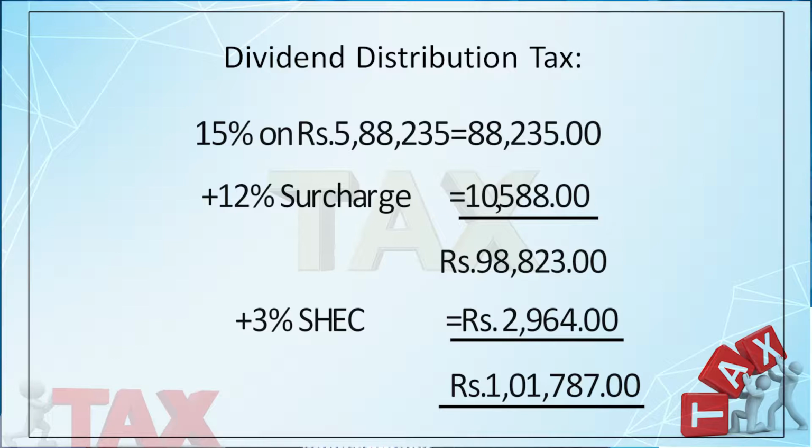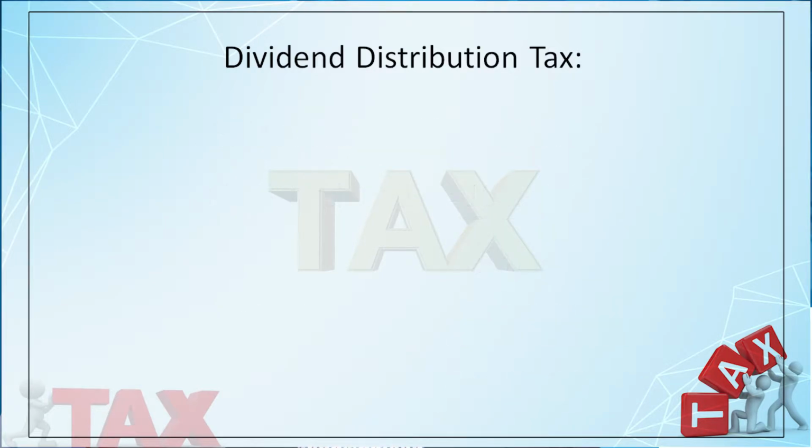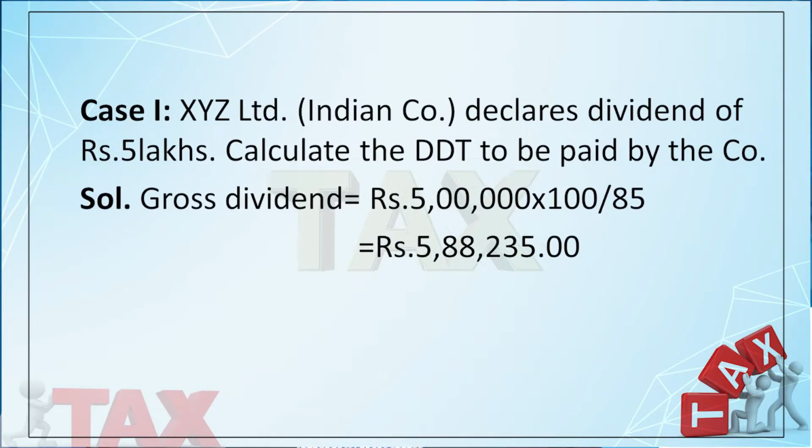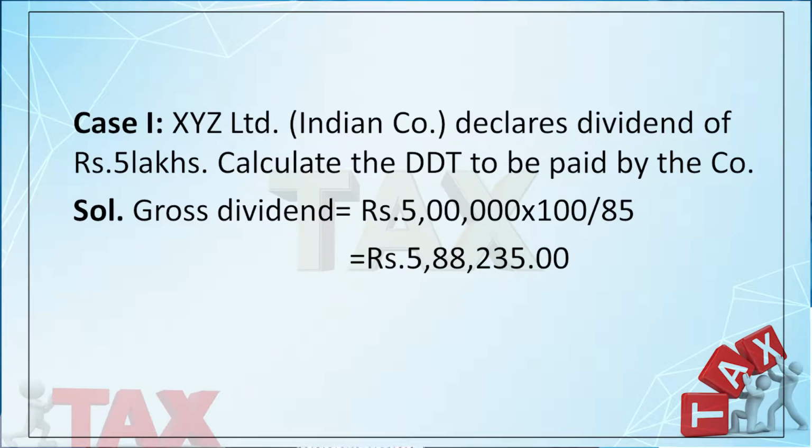As per provision of Section 115O, the company is liable to pay tax on dividend which is distributed by the company. So, here it becomes 1,01,787. But you have to follow the procedure. First stage is grossing up the dividend. Here the company pays dividend of 5 lakhs. So, you have to gross up. How do you gross up? 15% is tax, so 100 by 85 you have to gross up. We get 5,88,235. Then again you have to apply the tax rate on the gross dividend.